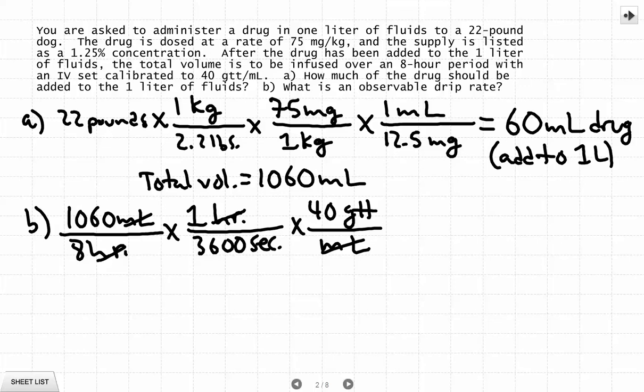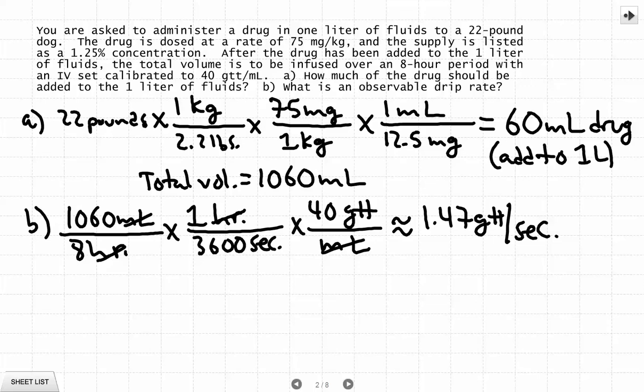So when you do the calculations here, you do not come up with a nice, neat, easy number. You basically come up with about 1.47 drops per second. Clearly, this is not observable. So the question becomes, what would make an observable drip rate? Well, again, you have to finesse this a little bit.